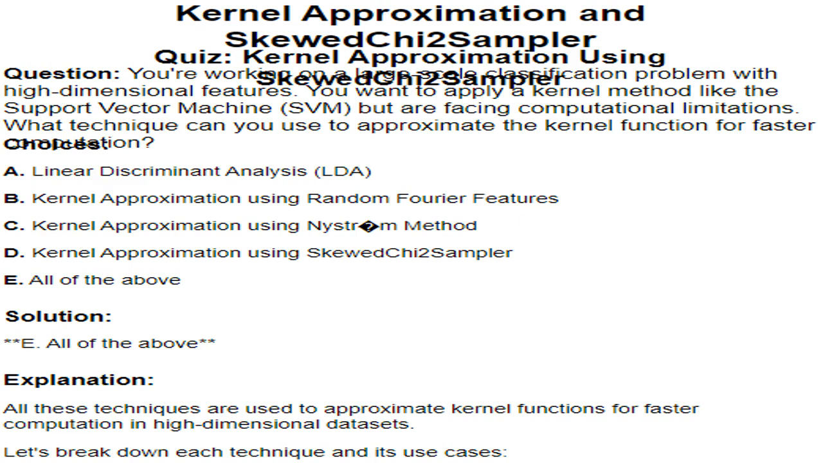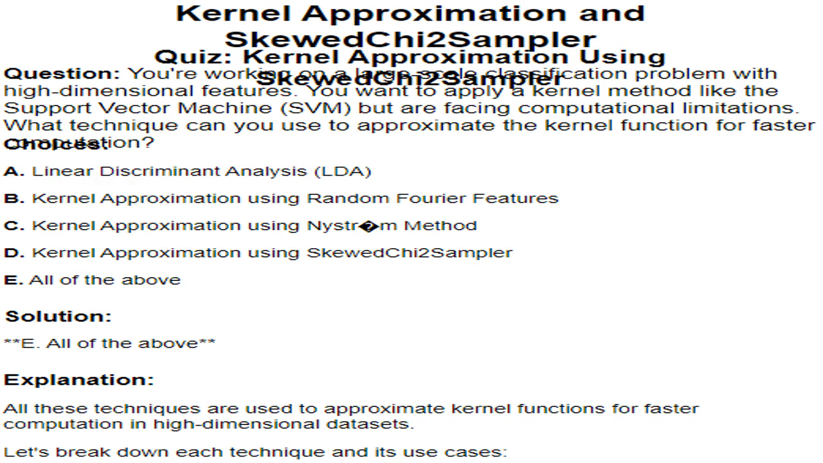Linear discriminant analysis (LDA). Incorrect. LDA is a linear dimensionality reduction technique used for classification. It does not directly approximate kernel functions. While it can be used in combination with kernel methods, it is not a kernel approximation technique itself.